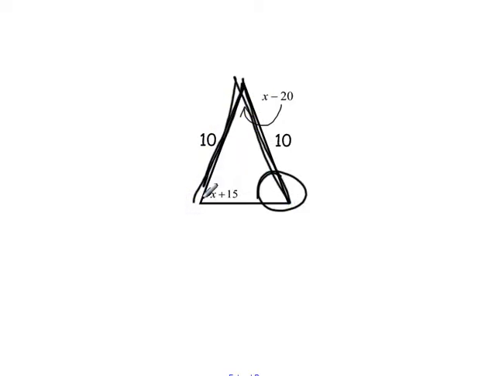And what we know about isosceles triangles is that they not only have two sides the same, but the angles opposite those sides are also the same. So the angle opposite this side is equal to the angle opposite this side. So since this one is x plus 15, this angle is also x plus 15.